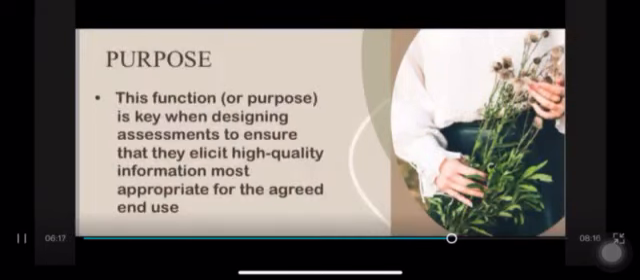Alright, so another pillar of assessment in physical education is the purpose. The purpose is the key when designing assessments to ensure that they elicit high quality information appropriate for the agreed use. It is really important to have this purpose because when we are going to teach our lesson or make a plan about the topics we will cover, we really need to know the purpose of our topic so that we can have a clear vision of what we should assess or teach our students.